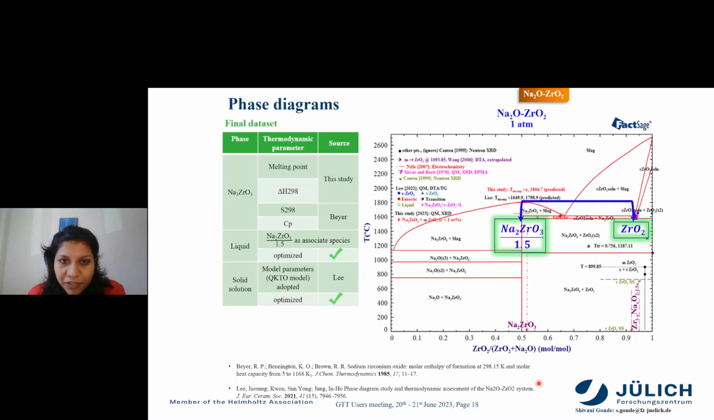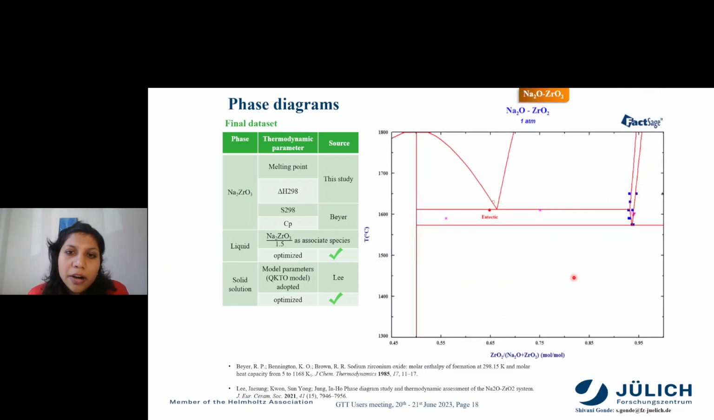For the modeling of the liquid phase, we have considered interactions between the associate and the end members. And for the modeling of the solid solution, we have adopted one lattice, one polynomial model from Lee's study. And this can be seen here. So we are able to successfully model this area. So these are the experimental points from this study, and we are able to successfully model that. Currently we are incorporating melting point values for this thermodynamic data set.